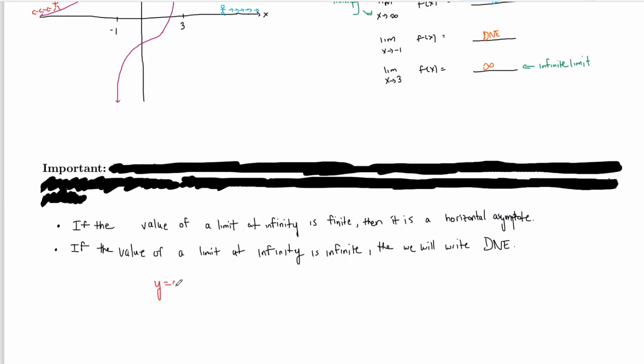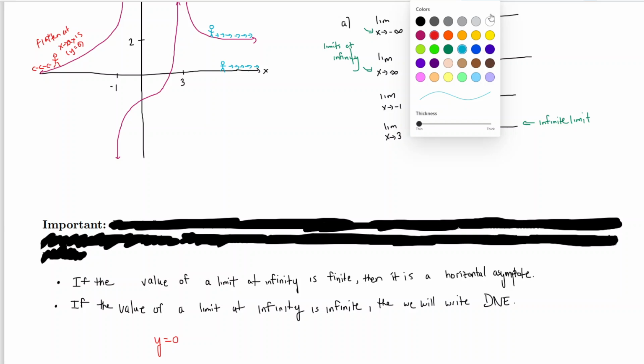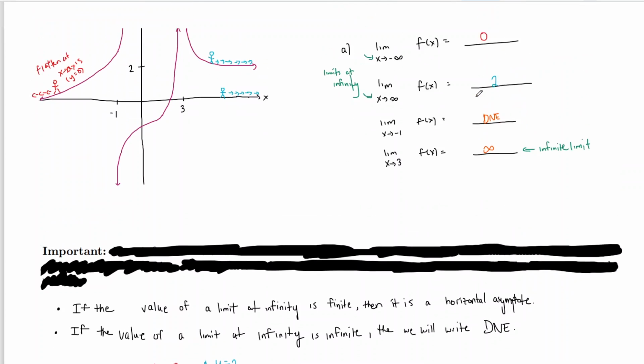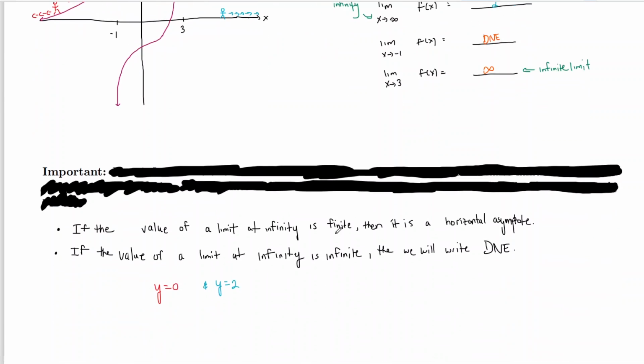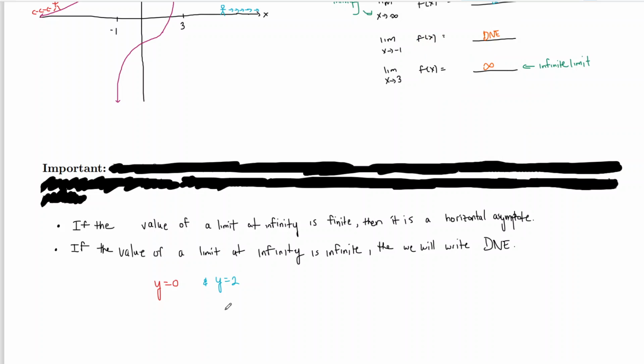Y equals 0, because that was one of my limits at infinity, and y equals 2 as well, are both horizontal asymptotes because we got those values for limits at infinity. So just to relate this to our graph above, what I'm saying here is y equals 0 and y equals 2 are horizontal asymptotes. I'll abbreviate it HA, like I do vertical asymptotes VA, are both horizontal asymptotes for the graph above.